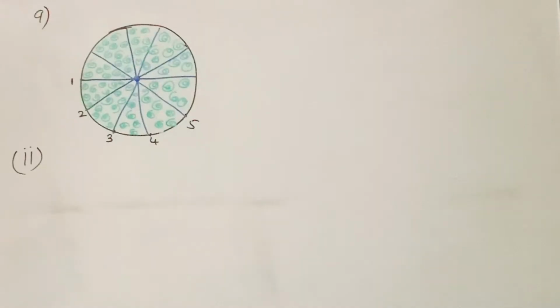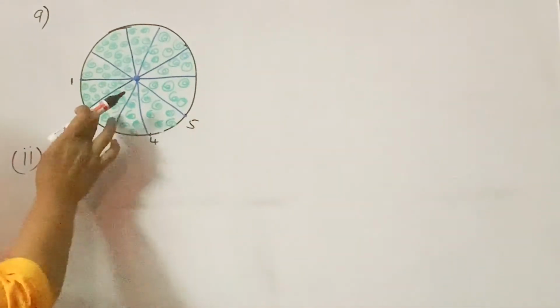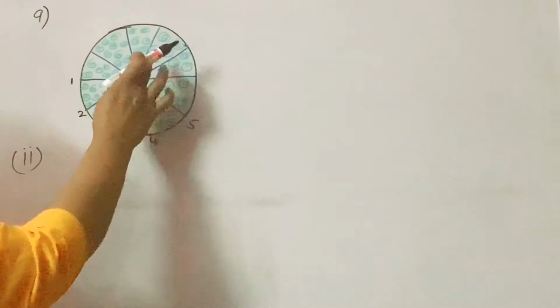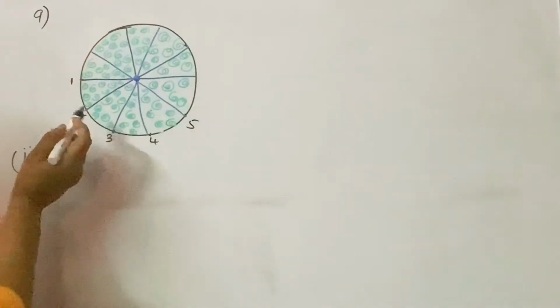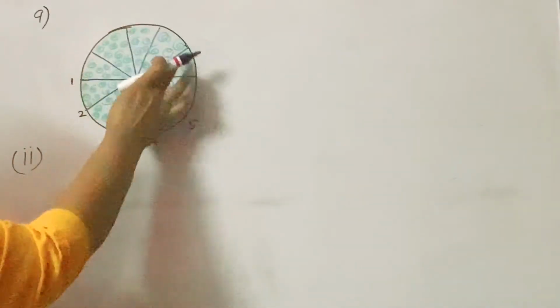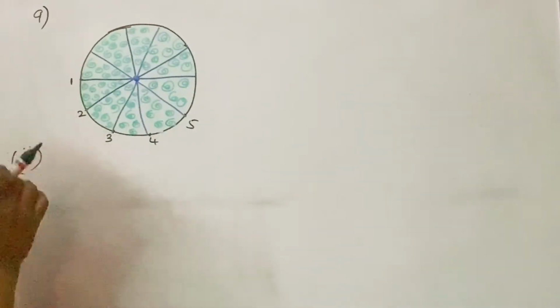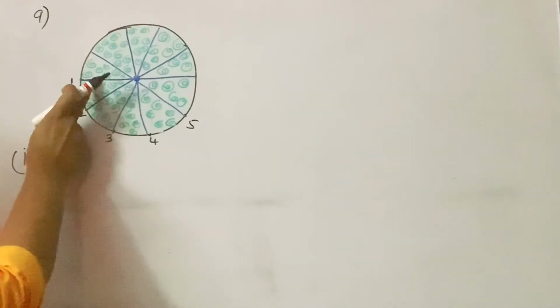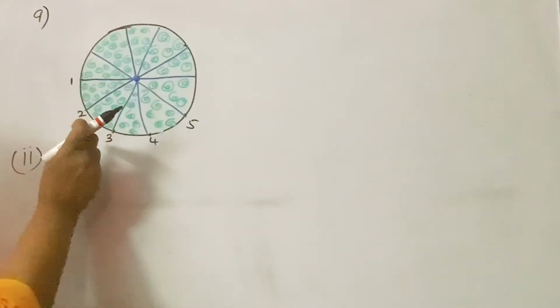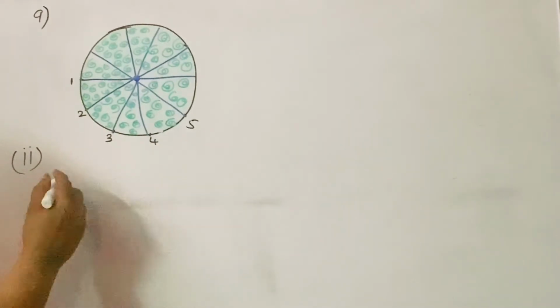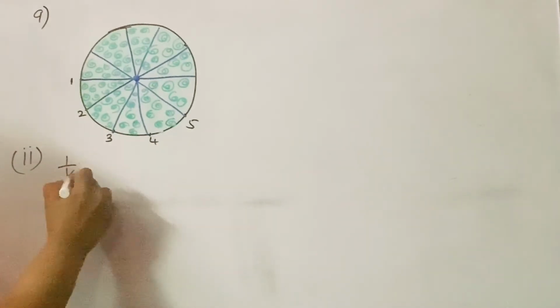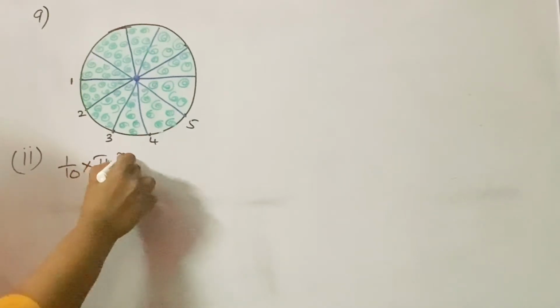Then the second part of the question, we want to find out the area of each sector of the brooch. You can find here 10 sectors, that means a circle is divided into 10 equal parts. Then what will be the area of one sector? That is pi r square by 10, that is 1 by 10 into pi r square.